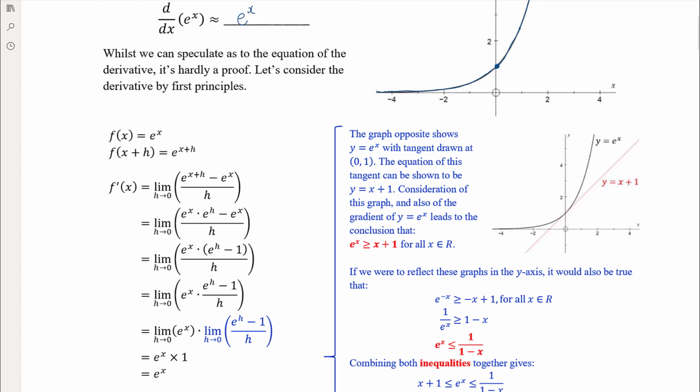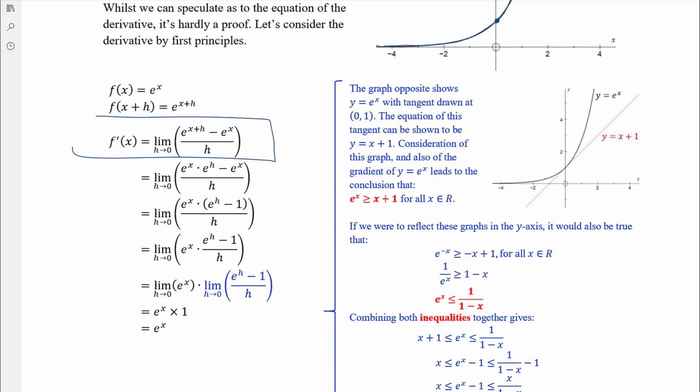So again, let's think about derivative from first principles. So if f of x is e to the x, f of x plus h is e to the x plus h. So our derivative by first principles, f of x plus h minus f of x all over h, taking the limit as h approaches 0. Okay, and then we're going to work on this expression.